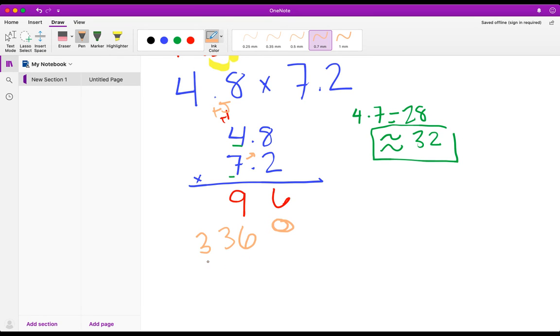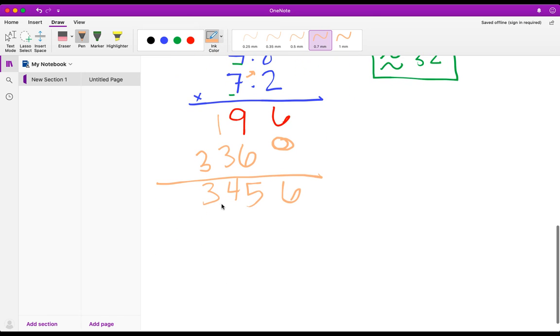So now I'm simply going to finish the problem by adding. So I bring the 6 down. 9 and 6 is going to give us 15. Carry the 1. 3 and 1 is 4. Bring the 3 down. Now, is this number 3,456? Is that my answer?